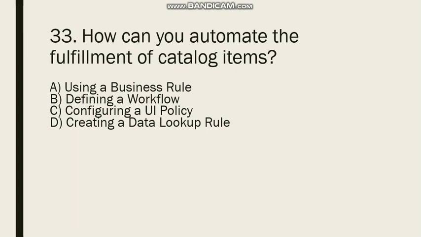33. How can you automate the fulfillment of catalog items? A. Using a business rule. B. Defining a workflow. C. Configuring a UI policy. D. Creating a data lookup rule. Answer. B. Defining a workflow.